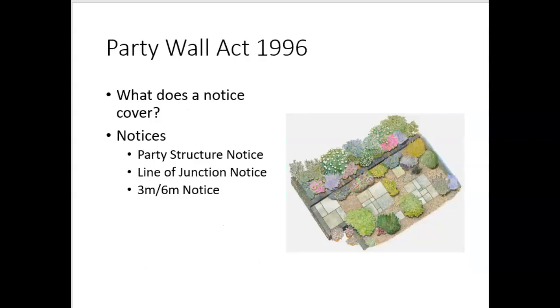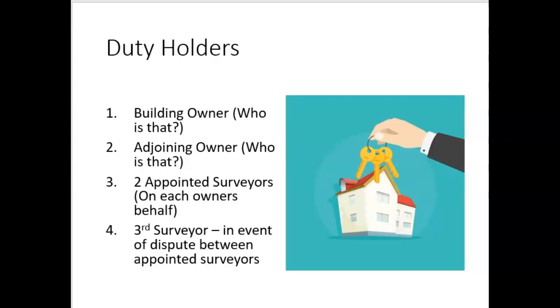So, each owner, unless they agree otherwise, has their own appointed surveyor. And the two surveyors, when they accept their appointments, they need to agree on a third surveyor should they fall out during the process.